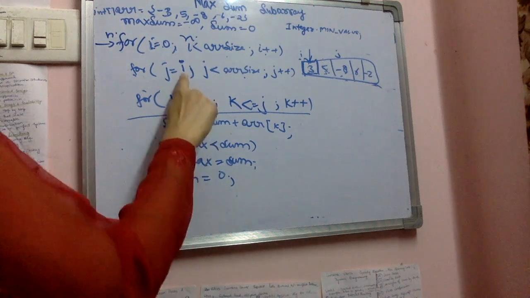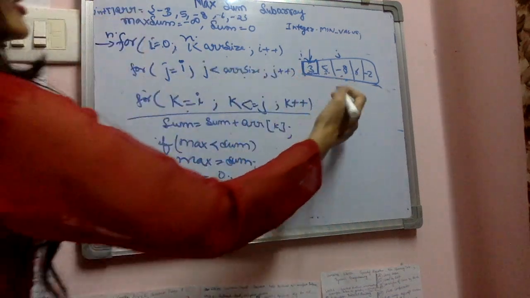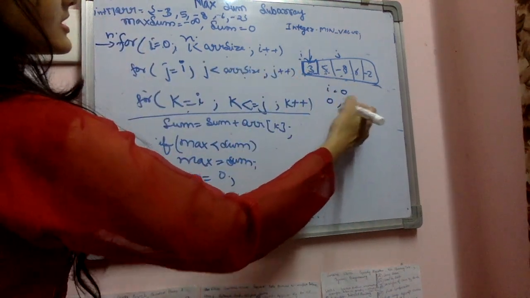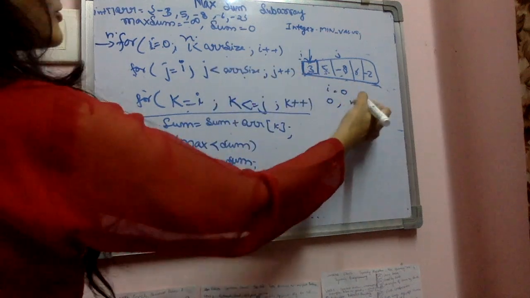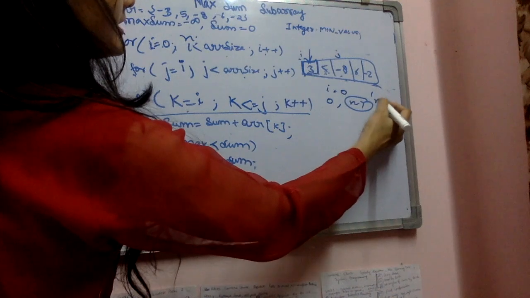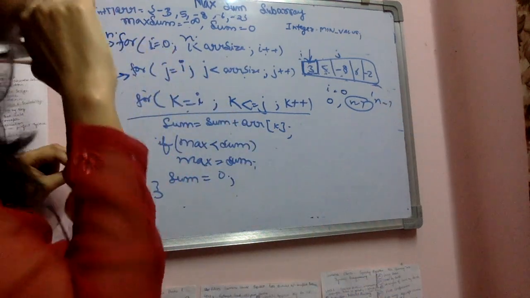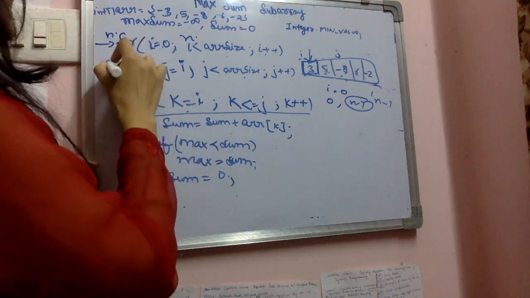Now this inner loop is starting from i and goes till n. So if i's value is 0, it goes from 0 till n minus 1. That is, for value 0, it runs n number of times. For value 1, it is going to run n minus 1 times. This way, both the loops are going to run in n square time.